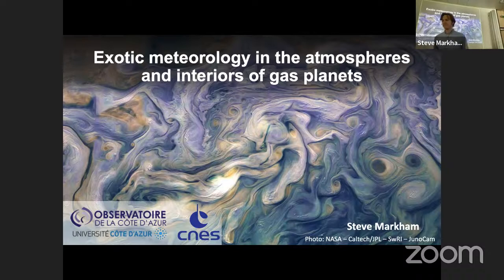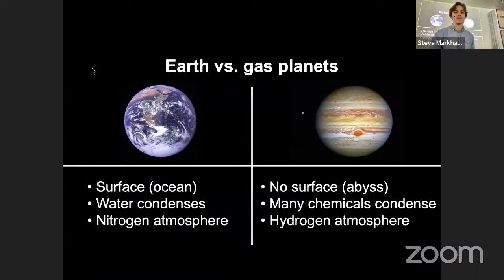Thanks for inviting me. I'm going to be talking about a few things that happen in the atmospheres and interiors of giant planets as a consequence of there being continuous fluids that are very different from the way we think about those same processes happening on Earth.